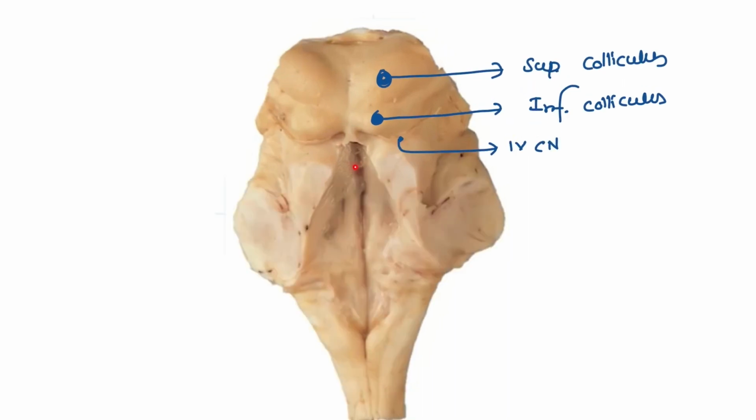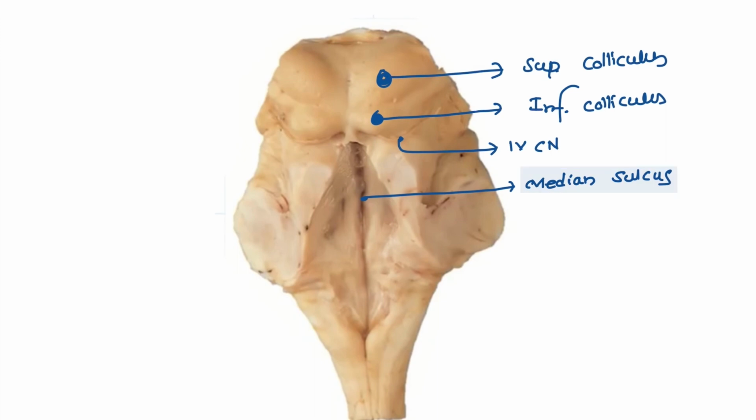Now this is the median sulcus. The median sulcus appears as a vertical groove dividing the medulla into left and right halves. It presents the point of anatomical separation between the two sides of the medulla. So it is a midline structure, right?